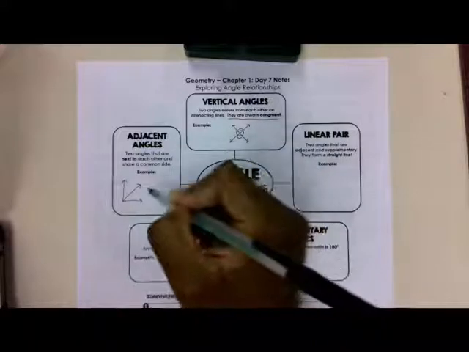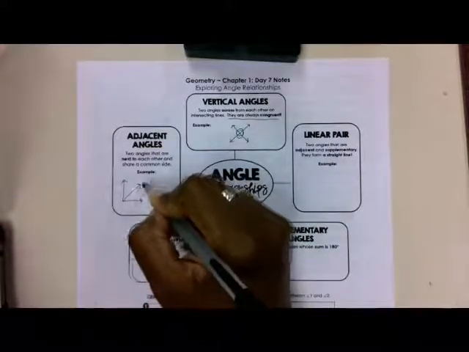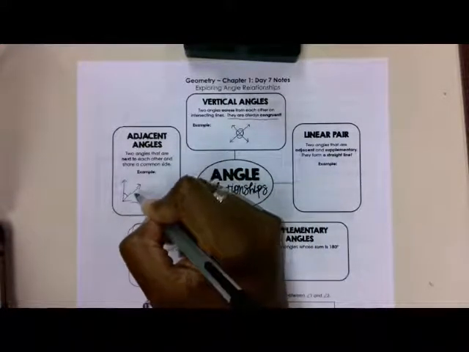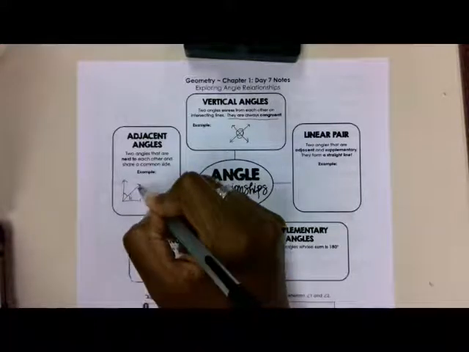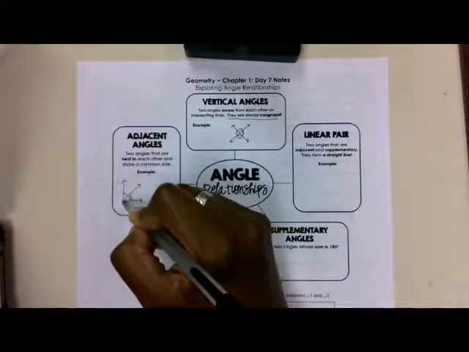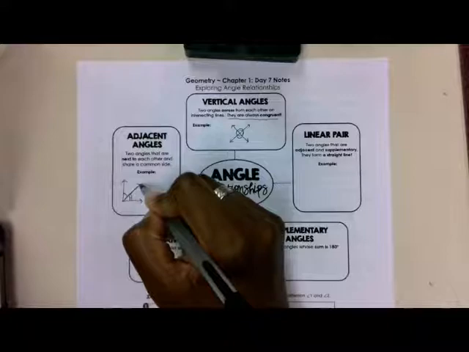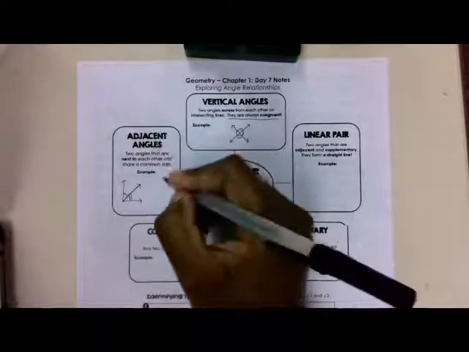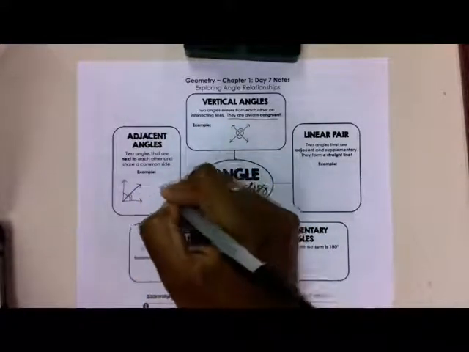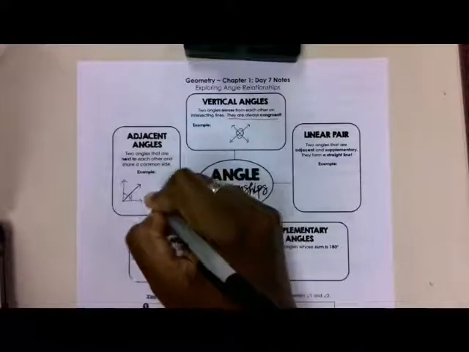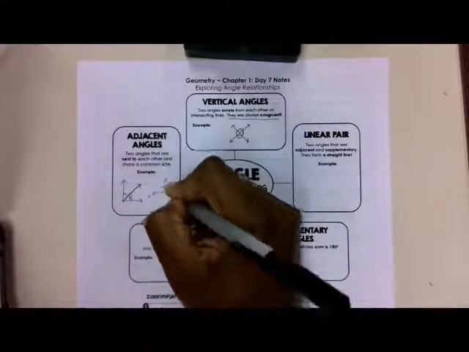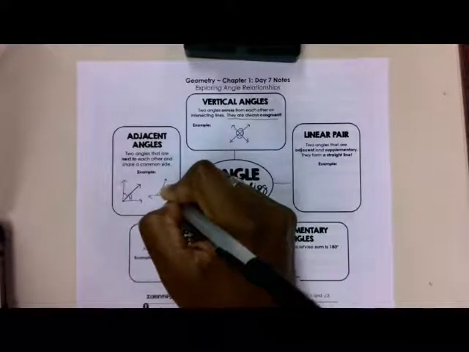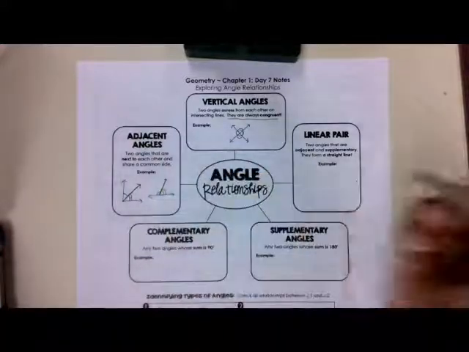Those 2 angles share this. So we have an angle here, and we have an angle here. This angle and this angle share this ray. So these are adjacent. Now, they don't have to look exactly like this. Adjacent angles could also look like this. See, this angle and this angle share that line.